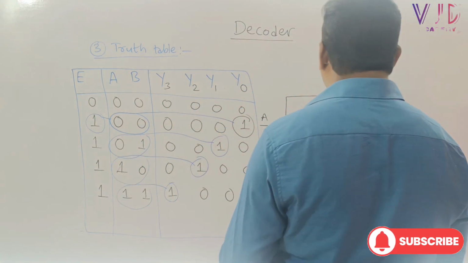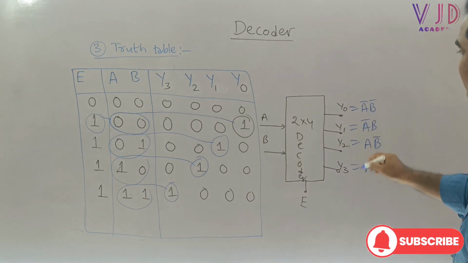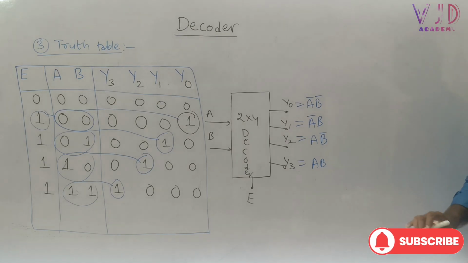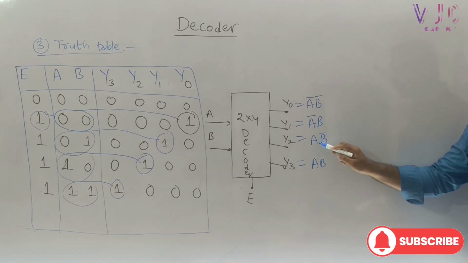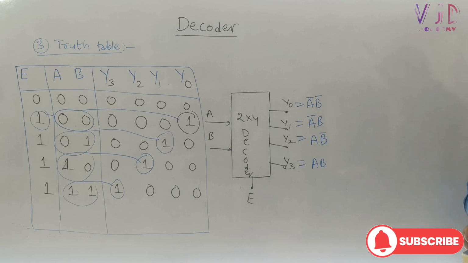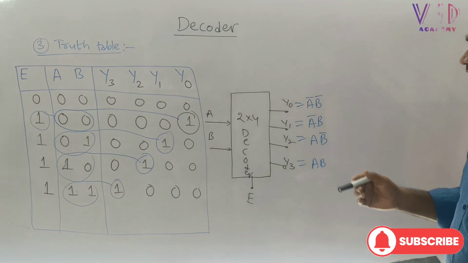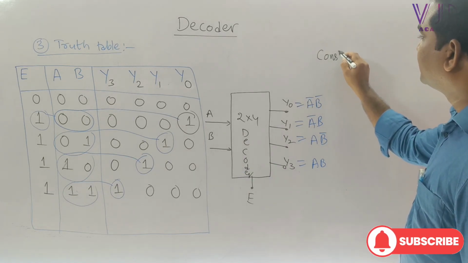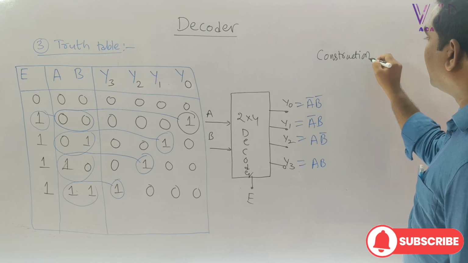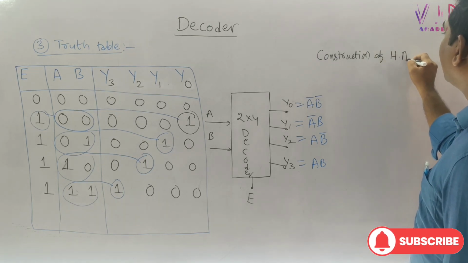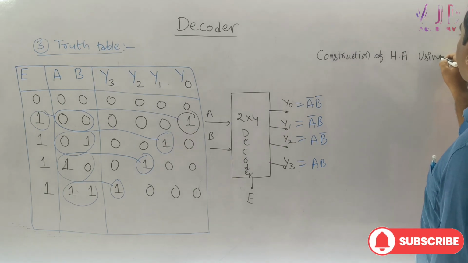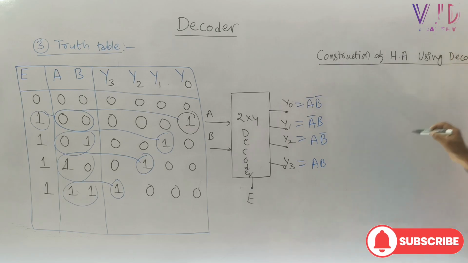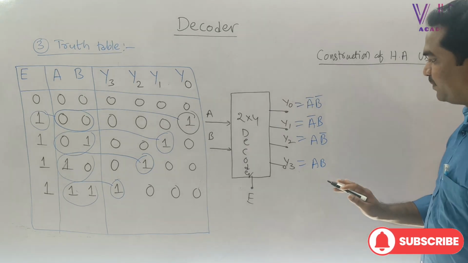Suppose to implement a half adder, this is the 2 to 4 decoder. Based upon these outputs, A bar B bar, A bar B, A into B bar, AB, I want to construct the half adder using a decoder. This is also one of the separate concepts, but I am covering it here for better understanding.